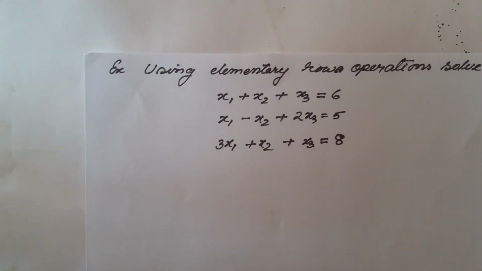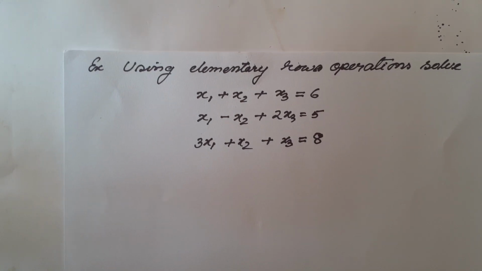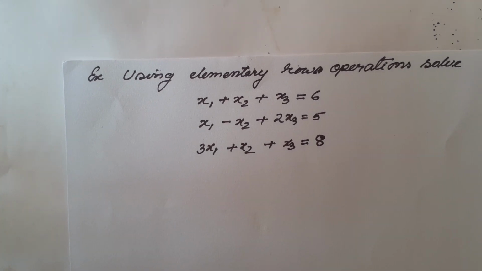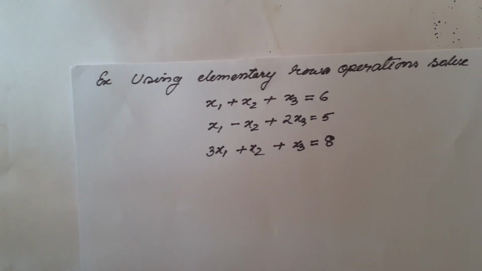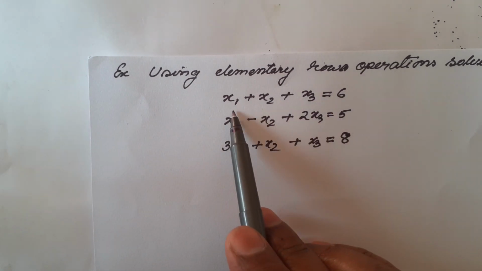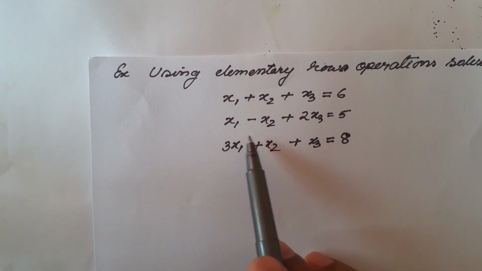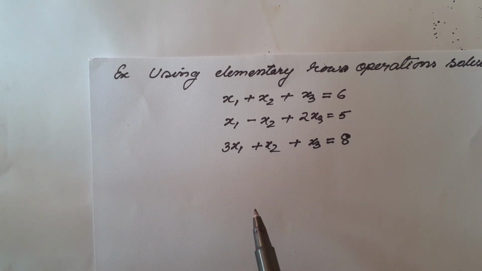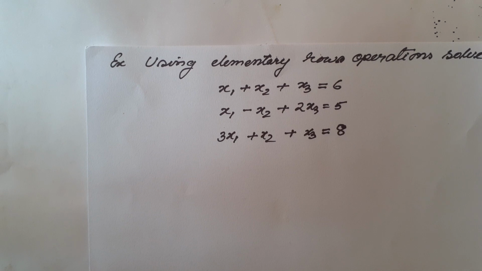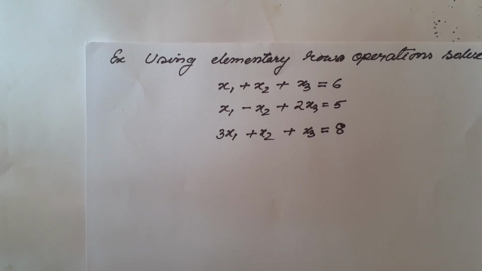Welcome back. Today we are going to discuss examples on Gauss-Jordan elimination method of solving a system of linear equation. Let us begin with this example. Using elementary row operation, solve the system of equation given. The method that we are going to adopt is known as Gauss-Jordan elimination method.